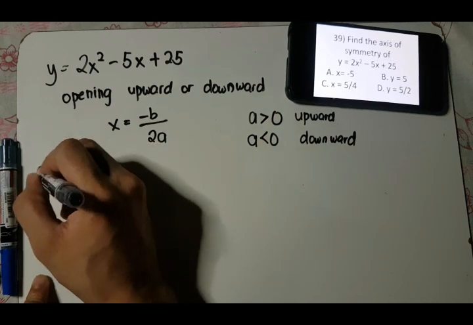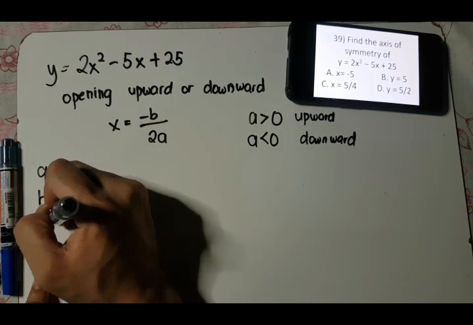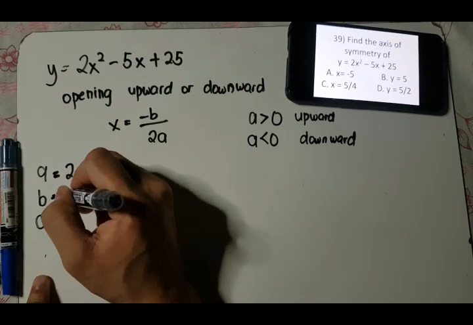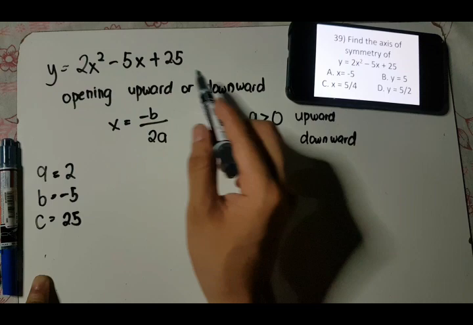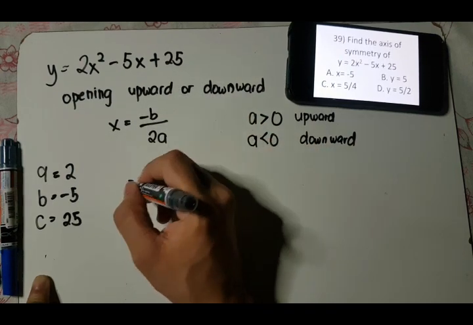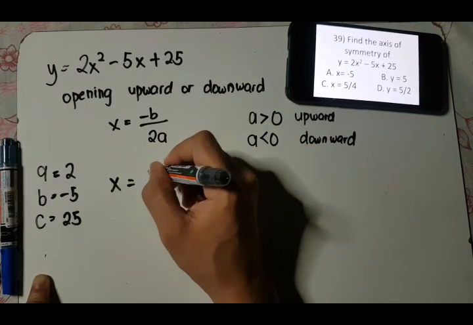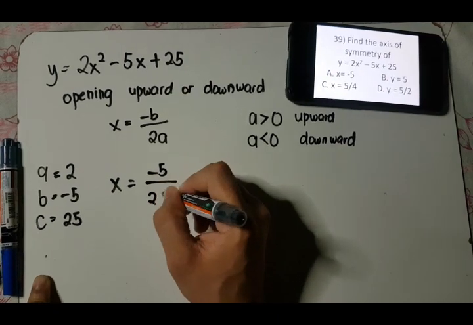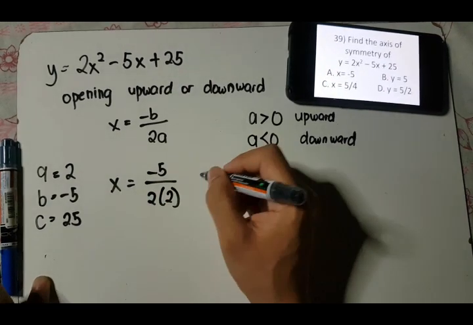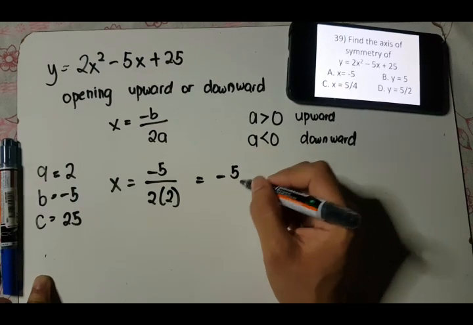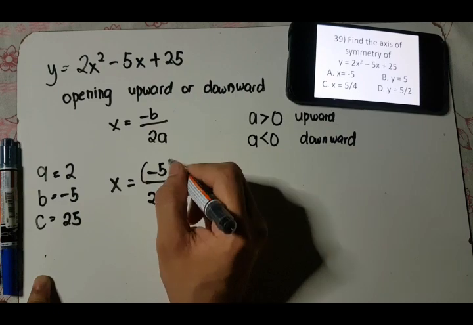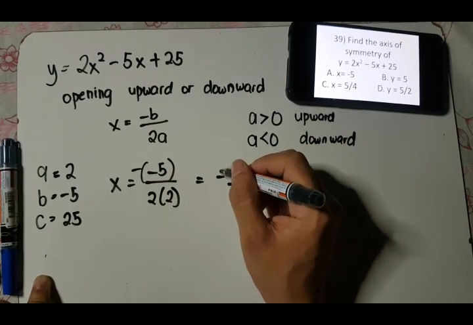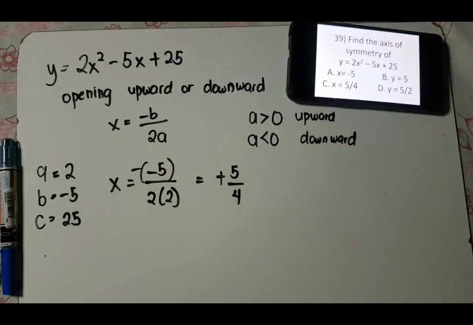So, let's get the numerical coefficients. So, a is 2, negative 5 is b, 25 is c. Naka-form kasi siya ng quadratic equation. So, x is equal to negative 5 over 2 times 2, which is negative 5 fourths. By the way, so this is negative pala. Yan. So this is positive 5 fourths. So answer here is letter C.